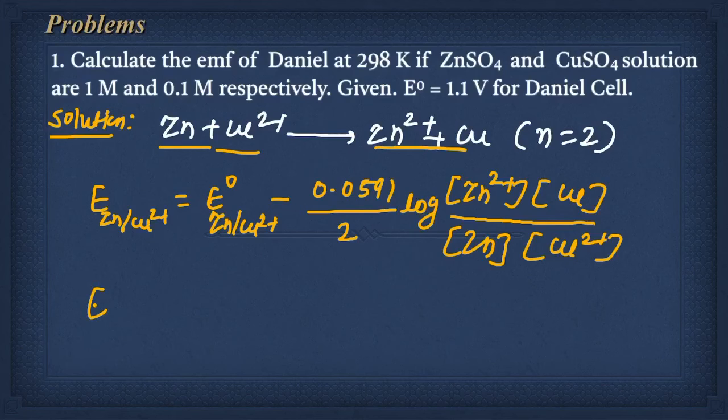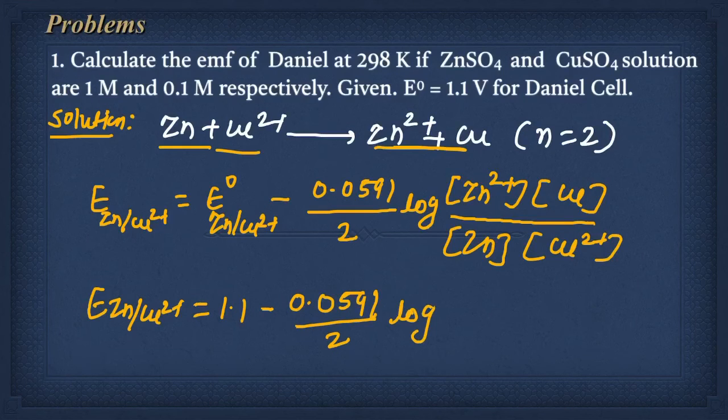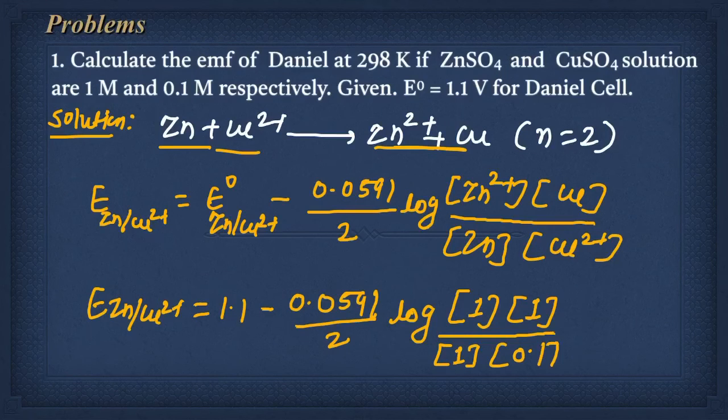So after putting the value, we got E Zn Cu2+, which is equal to 1.1, that is the standard EMF of the cell, minus 0.0591 divided by 2 log, so concentration of the ZnSO4 solution is equal to 1, multiplied by 1, that is the solid unit activity 1. For zinc, unit activity is 1 for the solid, and the copper sulfate solution concentration is 0.1 molar. Okay, so after solving and after calculating log, we got the final value.